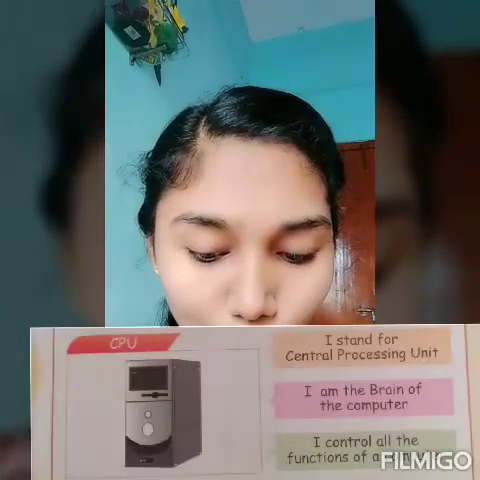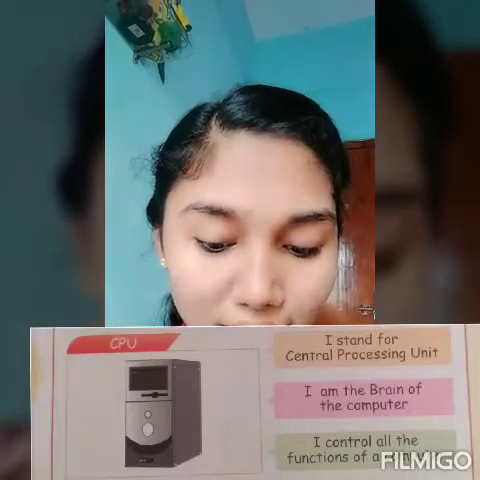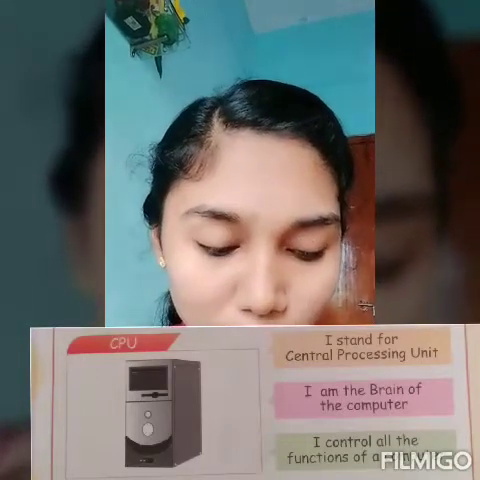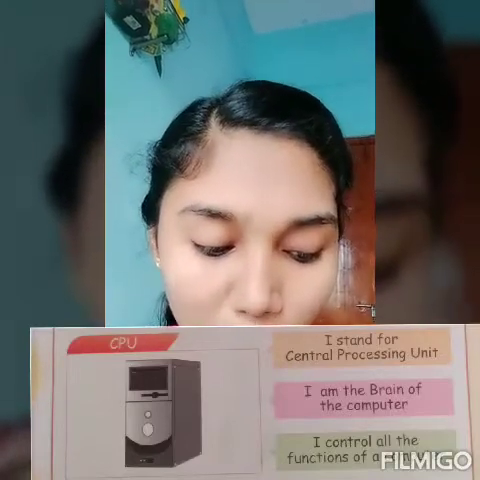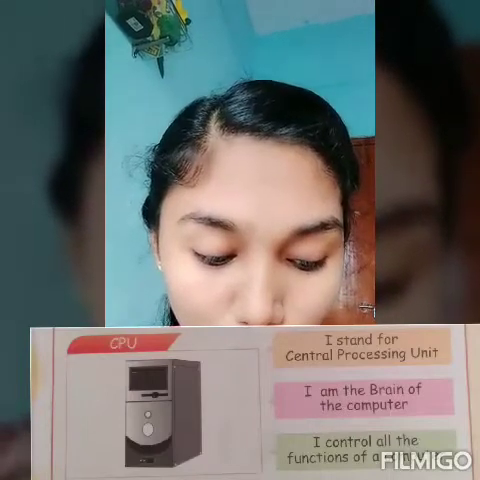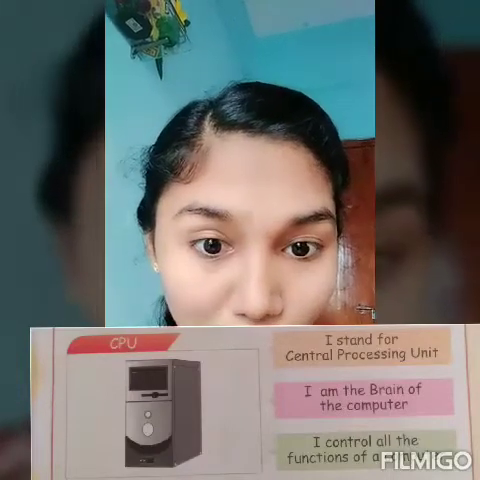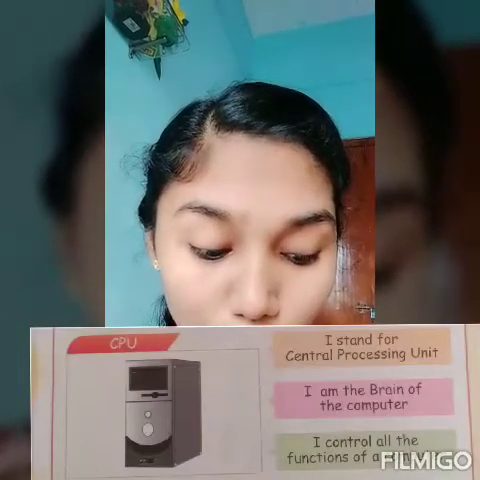Next one is a CPU. What is the full form of CPU? Central Processing Unit. Central Processing Unit. So let's see what is the use of it. I stand for Central Processing Unit. I am the brain of the computer. I control all the functions of a computer. So what is the brain of the computer? CPU. It stores all the things that we are working in the computer, okay? And it is the one which functions in the whole computer. So if the CPU is not working, we cannot work in the computer.